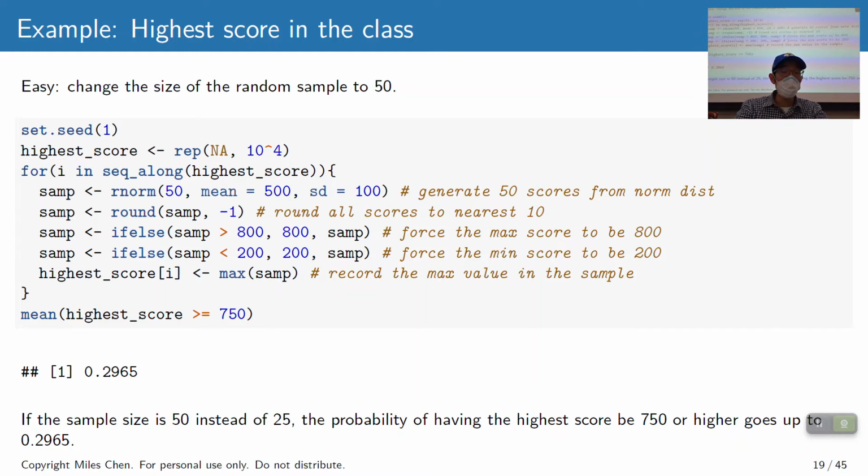And it's easy. All we have to do is take the exact same code, and now I'm drawing random samples of 50 rather than 25. And for each sample, I'm going to calculate the max value, and we're going to see how many times that highest score was over 750. So we're getting sampling distributions for each of these things, and we can use them to calculate these probabilities.